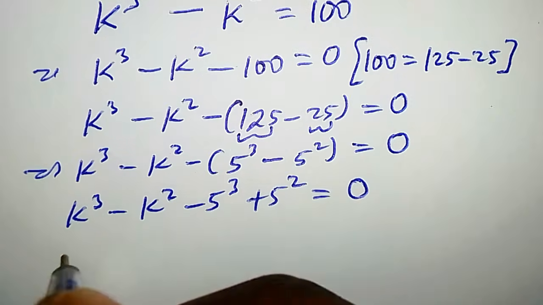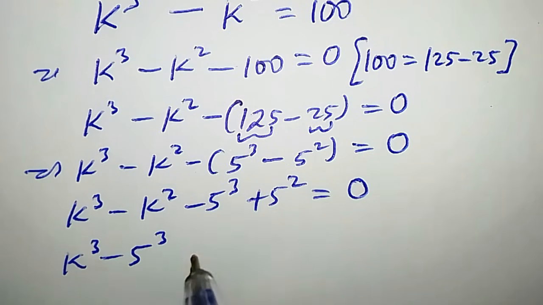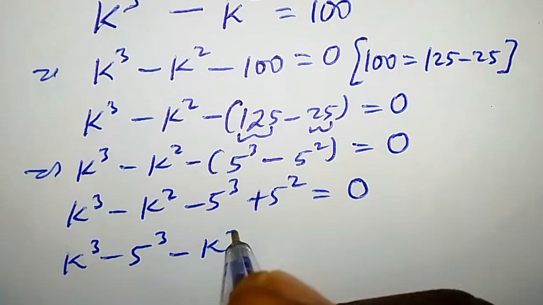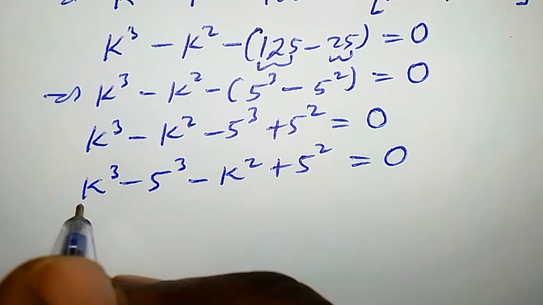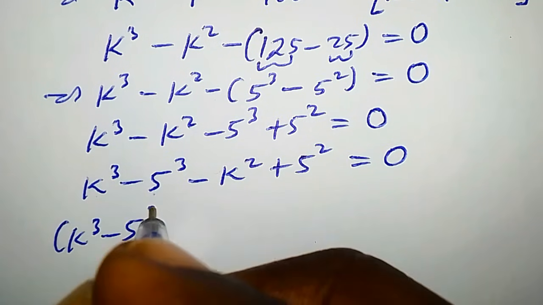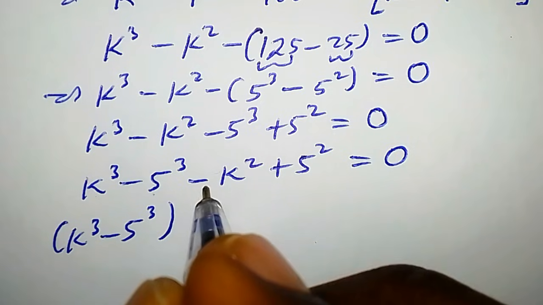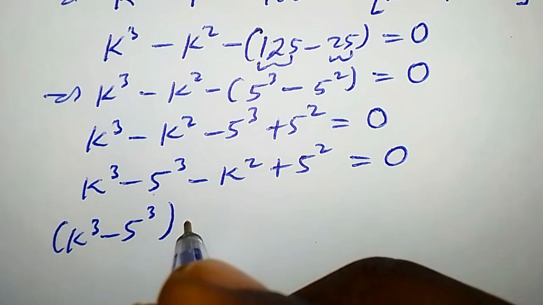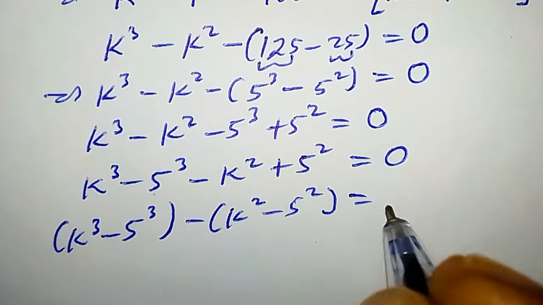Now let us rearrange this equation. So we have K to the power of 3 minus 5 to the power of 3 minus K square plus 5 square is equal to 0. I can put these in brackets, so I have K to the power of 3 minus 5 cube. Also, to put these two in brackets, let us factor out the negative sign. So that will be minus into K square minus 5 square equal to 0.